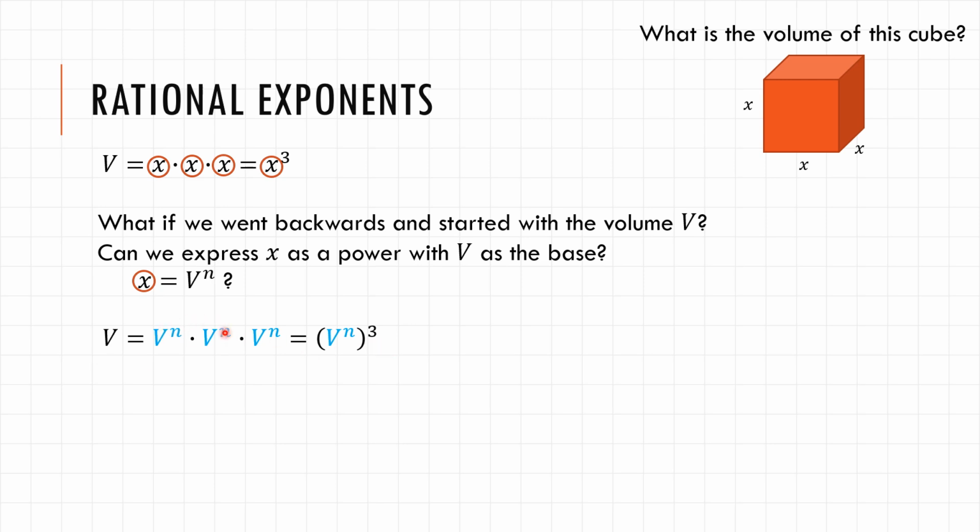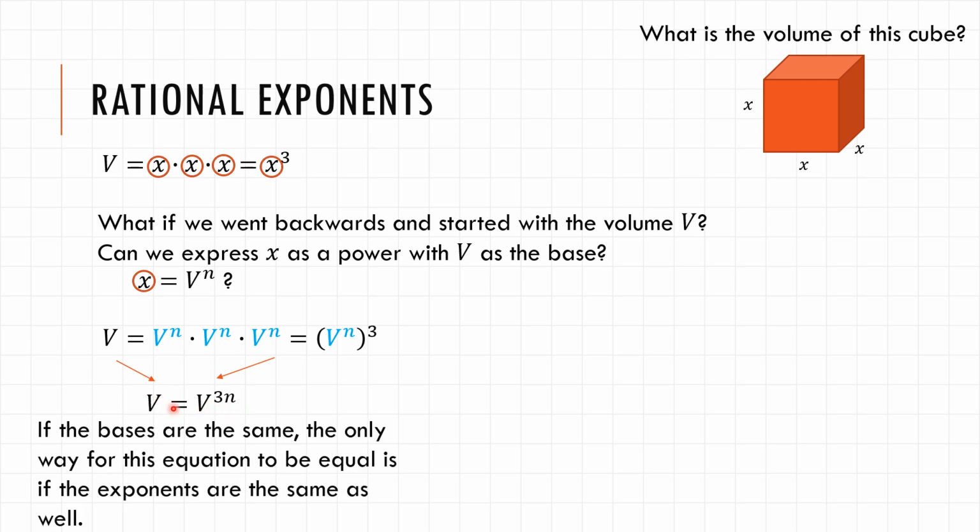And v to the power of n times itself 3 times is v to the power of n, cubed, obviously. And so the volume of the cube must equal v to the power of n times itself 3 times. And I can use the power law to simplify that to 3n. Now, because the bases are the same, the only way for the left side to equal the right side is if the exponents are the same as well. This v has an exponent of 1, and therefore 1 must be equal to 3n. And this will help me find the value of n. All I have to do is divide both sides by 3 to find out that n is equal to 1/3.